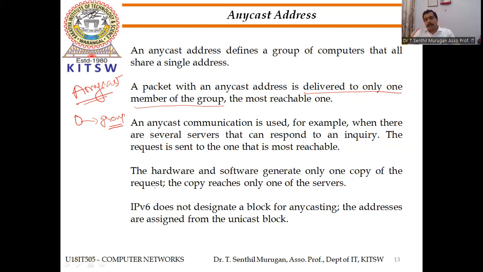So example, if you are posting a query in Google, if you are searching a word, so many servers have much data, but whichever server is reached first will respond immediately. That is anycasting. Okay. So example, I am posting the message: where is your class in your group? Whoever sees it first will reply. Okay. So that is anycasting.